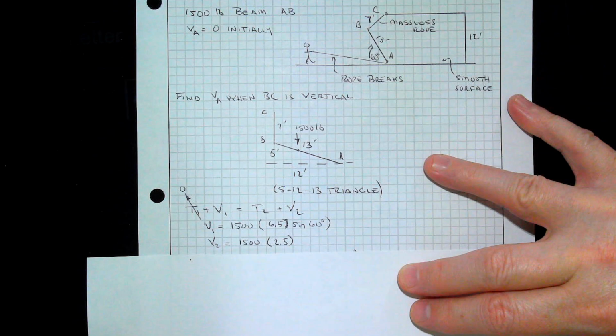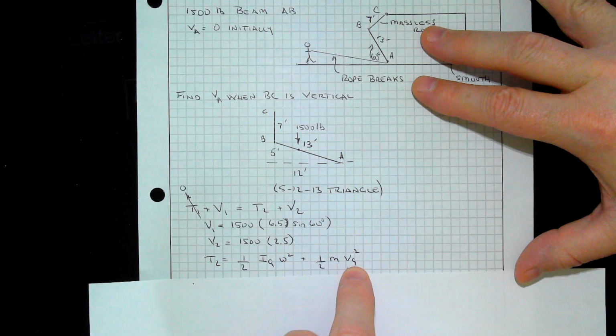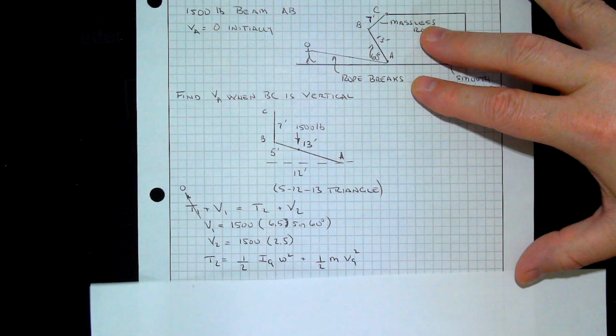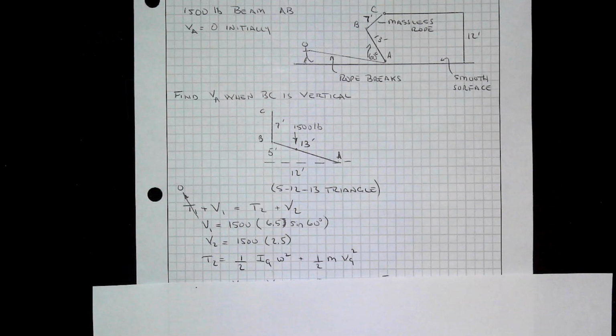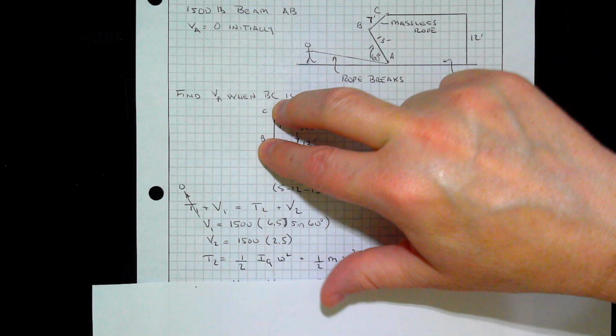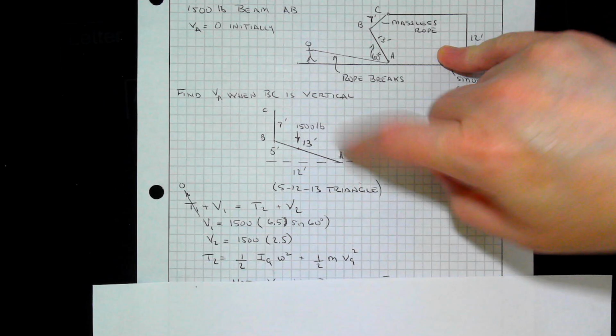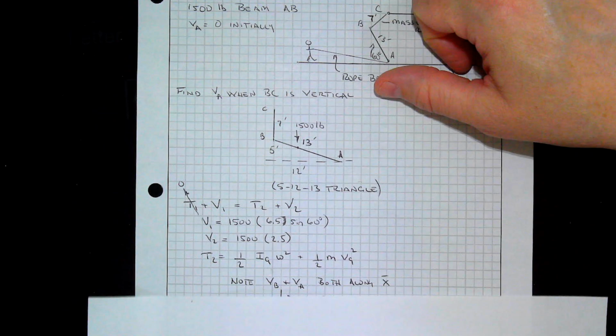All right. So what we want to find: when this breaks, it's basically at rest, and then it's going to start to slide back here. The problem is to find VA down at the bottom when BC, the rope supporting it, is vertical. As the rope breaks, this very heavy beam is going to slide back the other way. And when this rope here is vertical, that's when we want to find the velocity here at A.